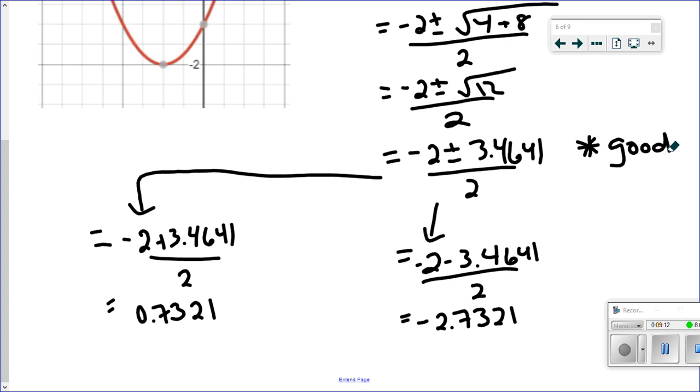Now, it's a good habit to use 4 decimals. Once we get into trigonometry, the next chapter, you will have no choice in the matter. You must use 4 decimal places. But the more decimal places you use, the more accurate it is.